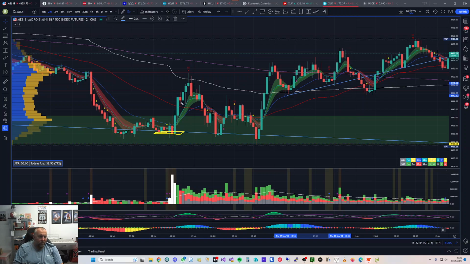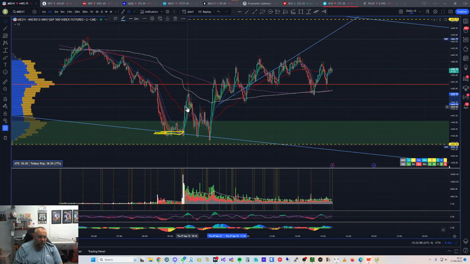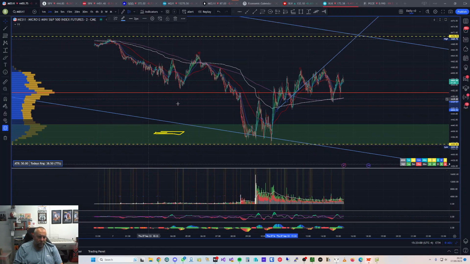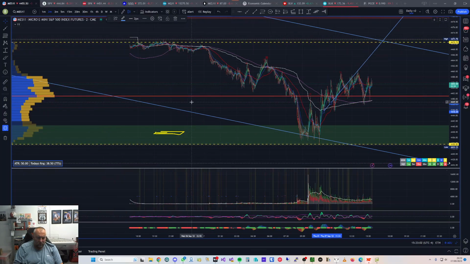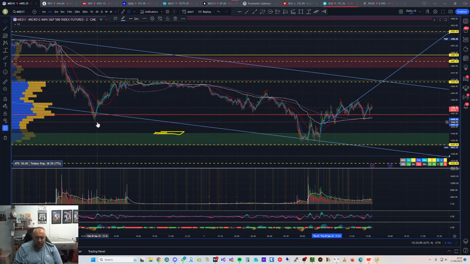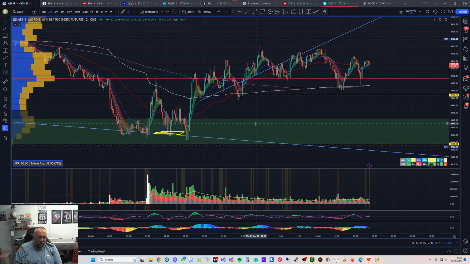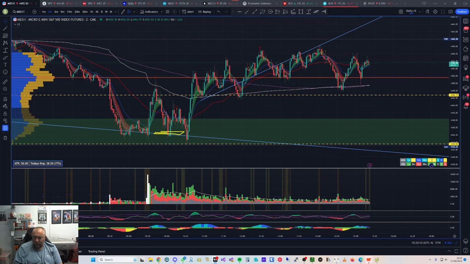So my first out was, where was it? I was watching one area, here. So that's an area I was watching. I'm going to mark that for now, even though it's not really an area. So it's a pivot from yesterday's low.